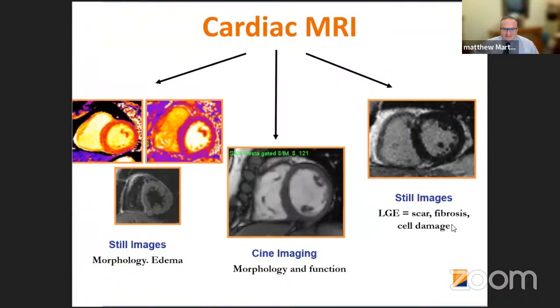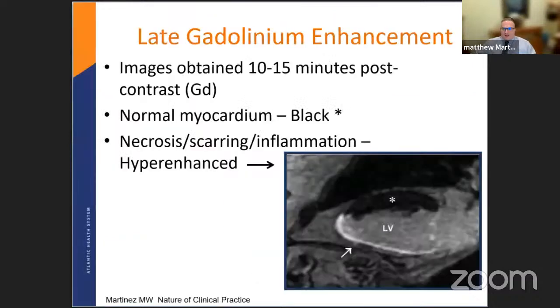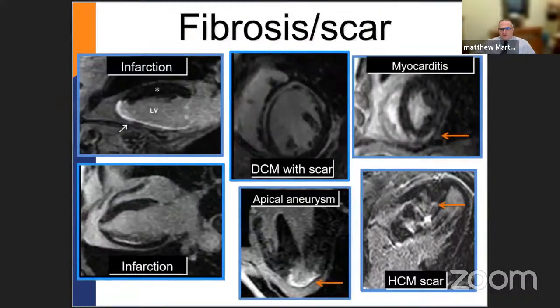But what about the still images? What about late gadolinium enhancement and scar? It's a big part of how we practice cardiovascular disease now. This group knows well images obtained 10 to 15 minutes later. We're using both 1.5 and 3T in our institution for cardiac studies, and obviously looking for necrosis or that scar tissue. And the pattern helps, right?